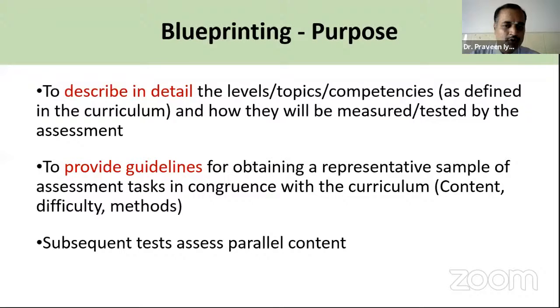The second purpose is that blueprinting will provide guidelines for obtaining a representative sample of assessment tasks which are in congruence with the curriculum. Now, this is with respect to the content that we are going to assess, the level of difficulty that will be used in assessment, and also the various methods of assessment. This is what blueprinting is going to provide us, because not everything that is there in the curriculum document can be taught. Not everything that is taught to the students can be assessed. So we need to have a representative sample of the assessment task. So this blueprinting will allow us to do that. And the subsequent test that we'll be using will assess parallel content apart from the content that has been assessed in a given particular examination.